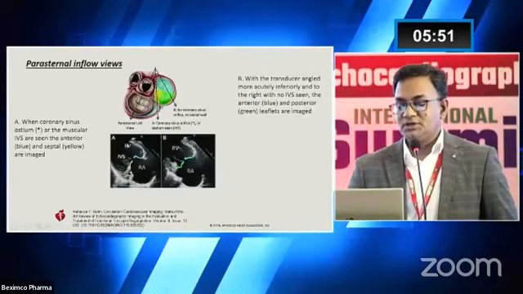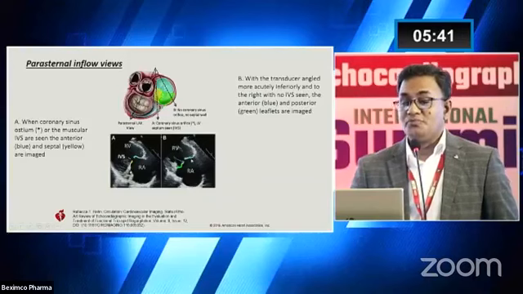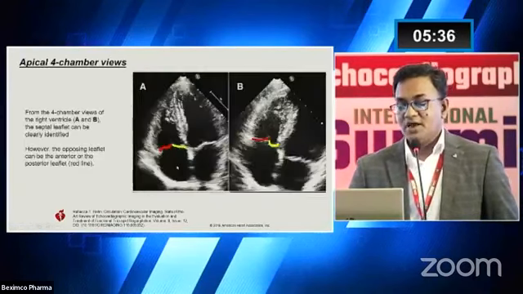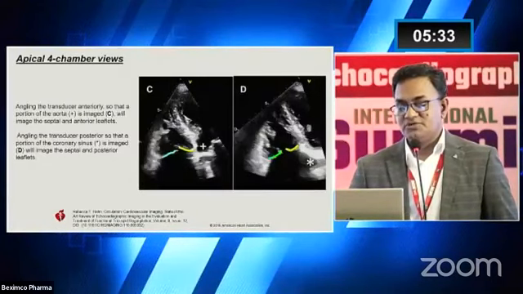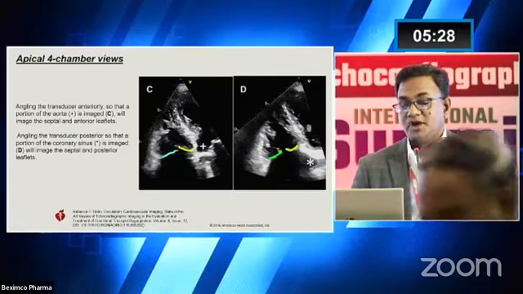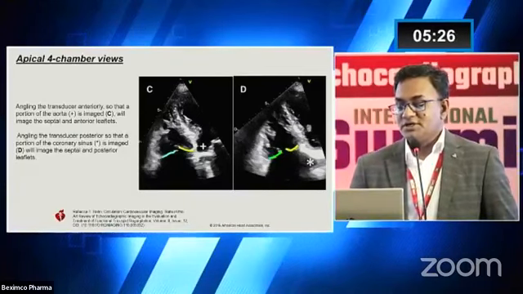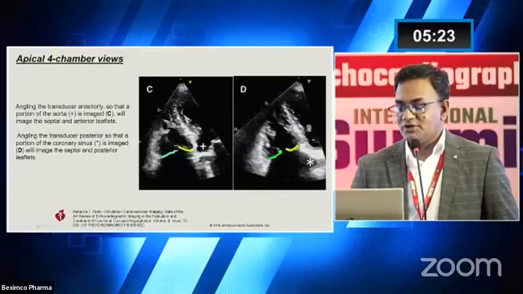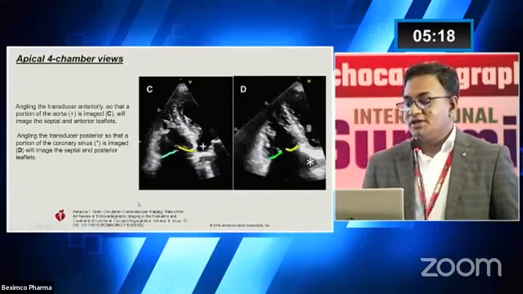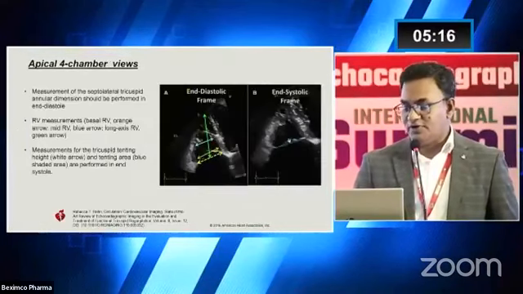In the parasternal inflow view, when the septum is visualized, we see the septal leaflet and opposite is the anterior leaflet. If we tilt the probe inferiorly, then the anterior and posterior leaflets are seen. In the apical four-chamber view, the leaflets can be visualized. Also, in the apical four-chamber view, if you tilt the probe anteriorly, then we can visualize the septal leaflet as well as the anterior leaflet. And if you tilt the transducer posteriorly, then we can visualize the septal and posterior leaflets.